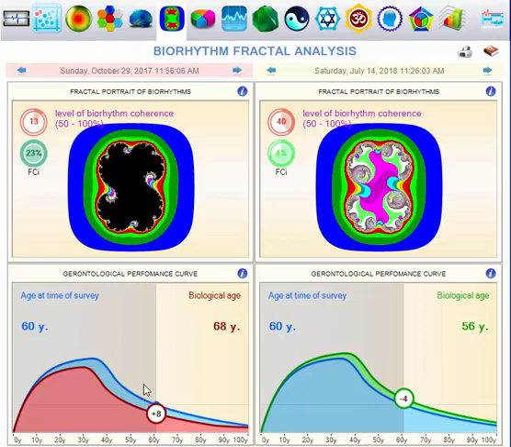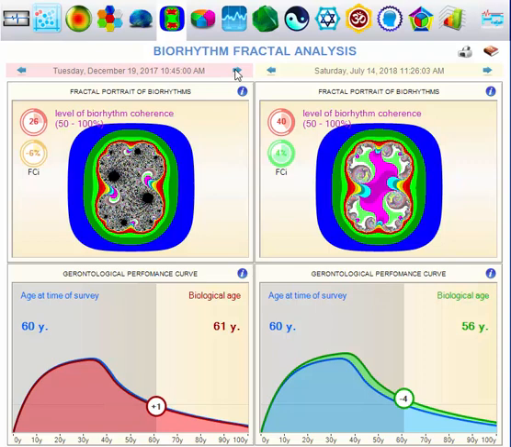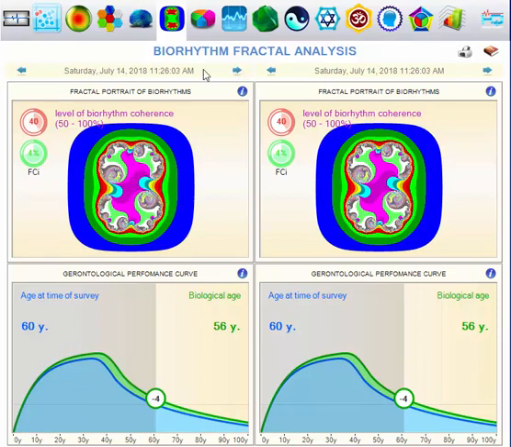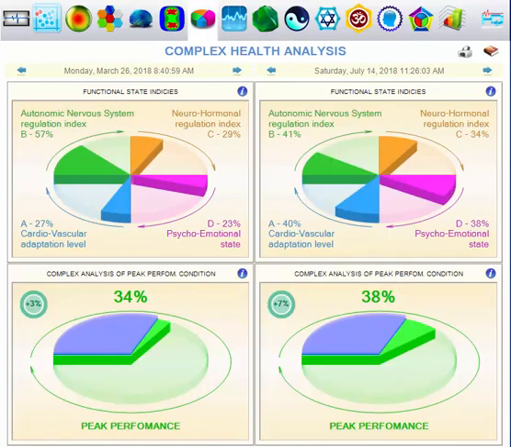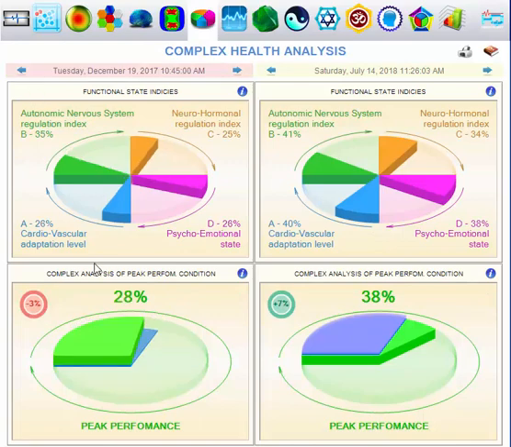When we first saw the patient, his age was 60 and his biological age was 68. Then when we performed the therapy, the biological age started to come close to the real age. After performing a few therapies, we see the biological age decreasing. Next we look at the comprehensive analysis, where we see an improvement.